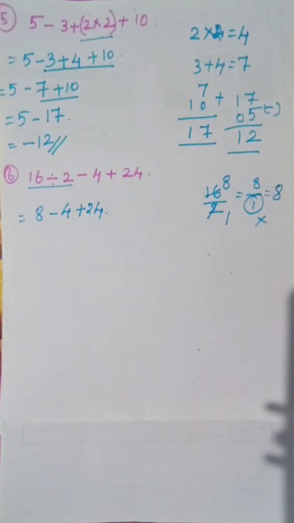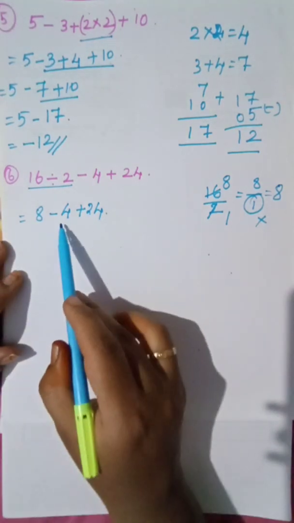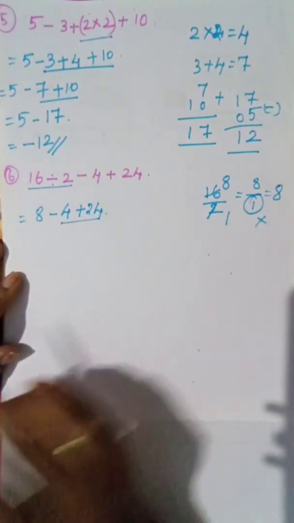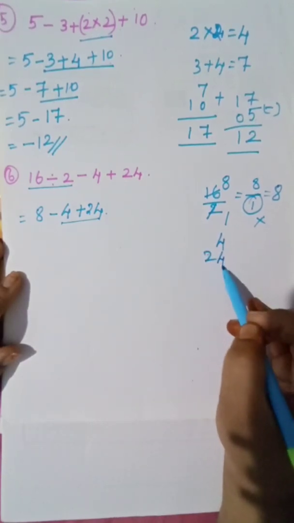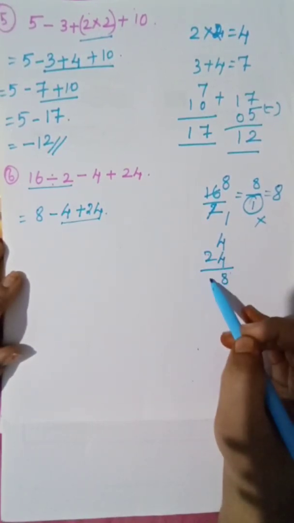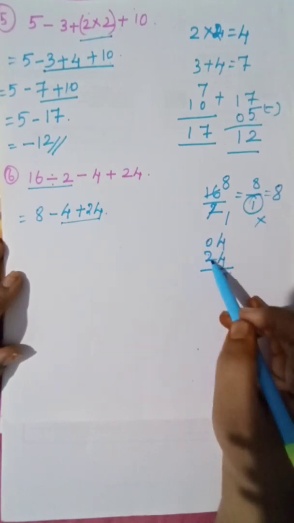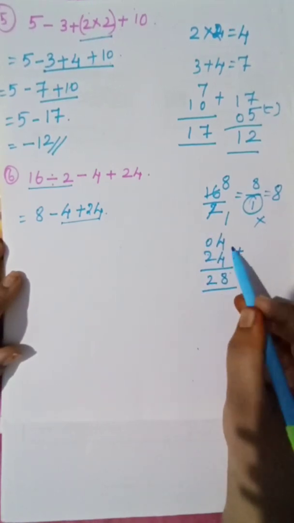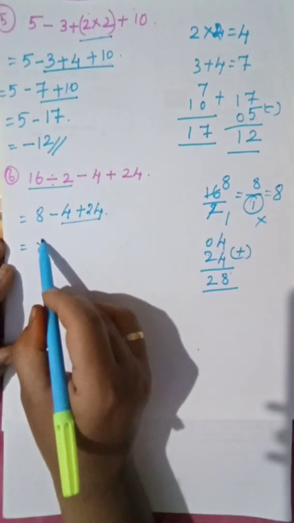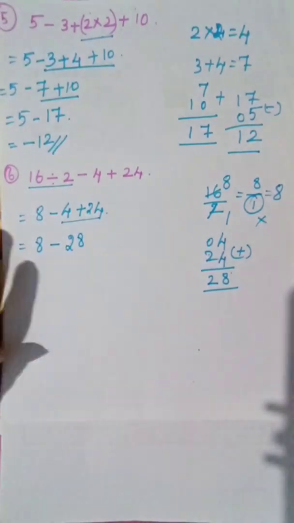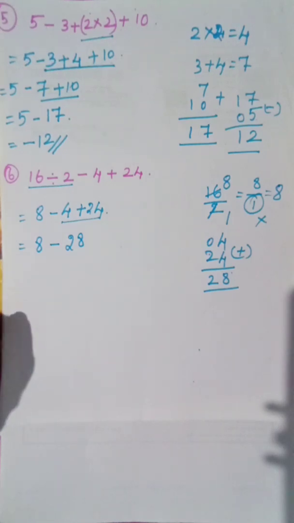Okay, then what do we have to do? Then we have to see whether we have a multiplication symbol or not. We don't have. After multiplication, we have to see whether we have an addition symbol or not. Yes, that is 4 plus 24. So 4 plus 24 is what? 4 plus 4, 8. The remaining, here it will be 0. So 0 plus 2 is 2. So while adding, we get 28. So 8 minus 28. Clear?